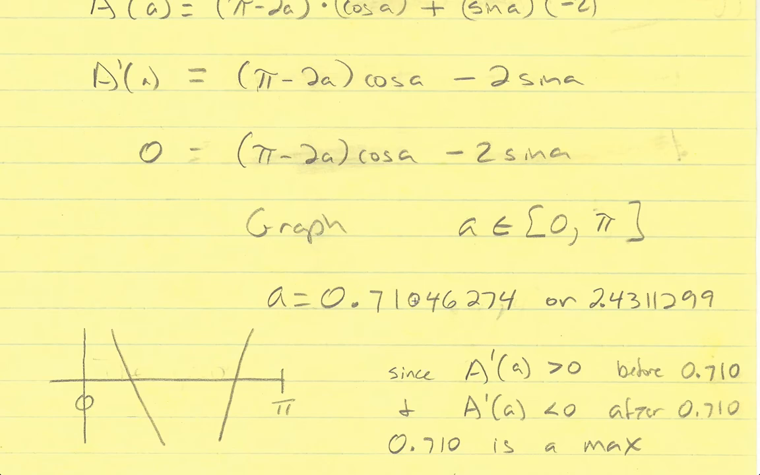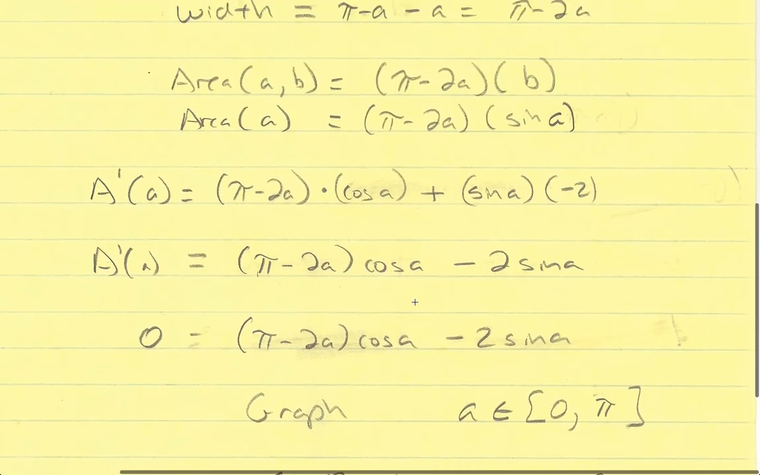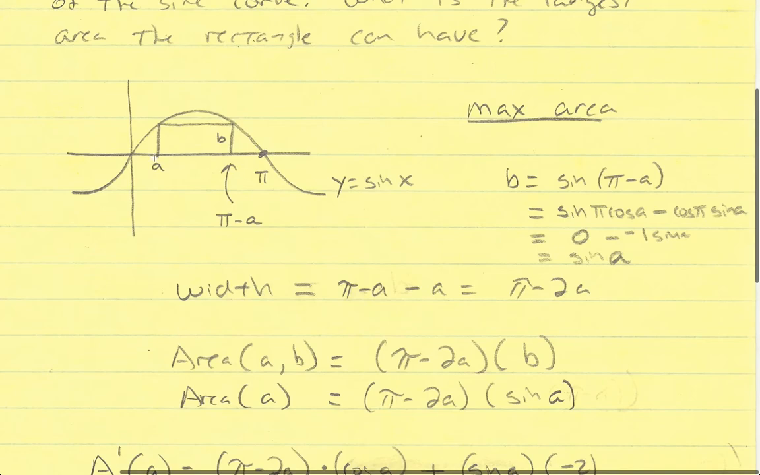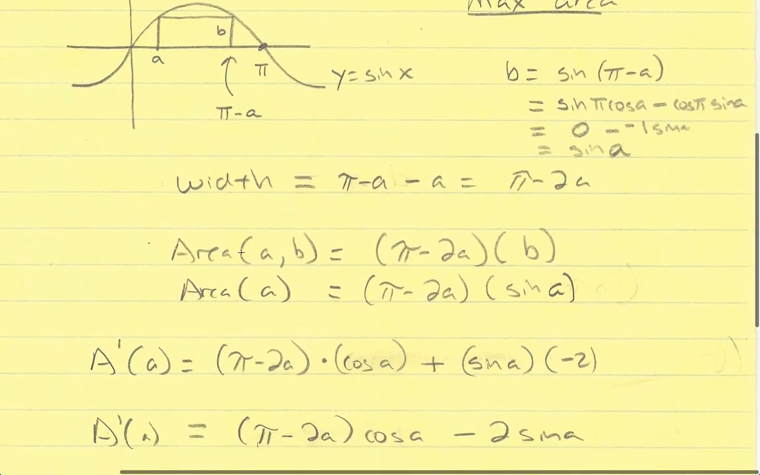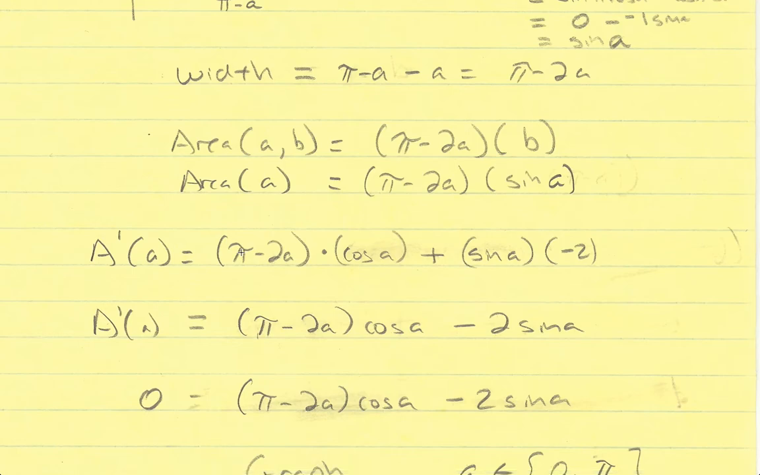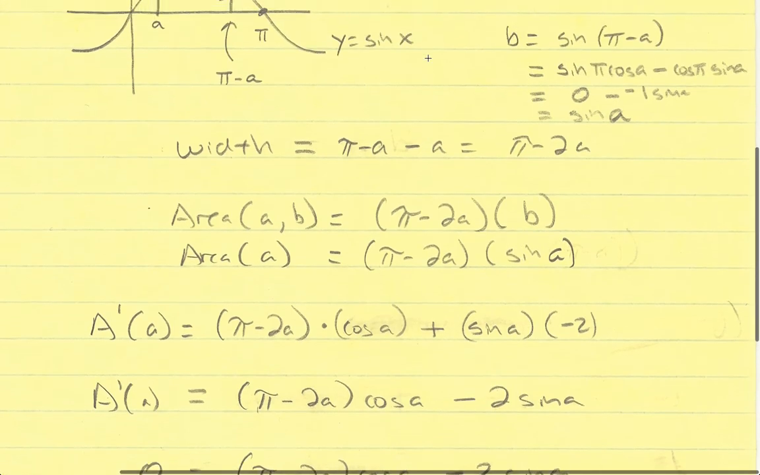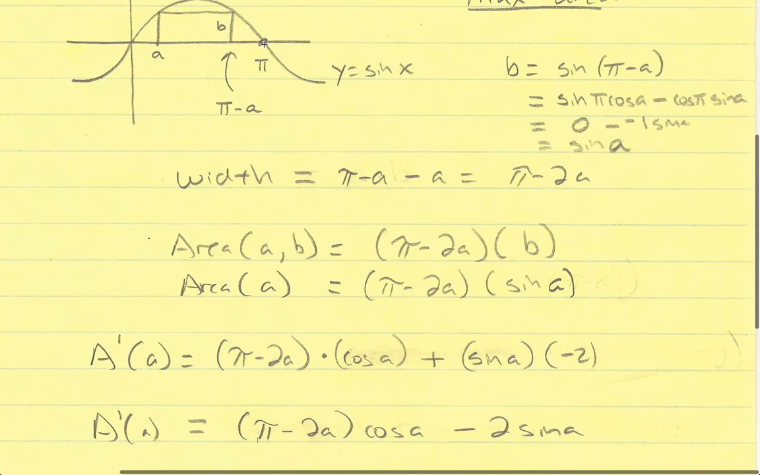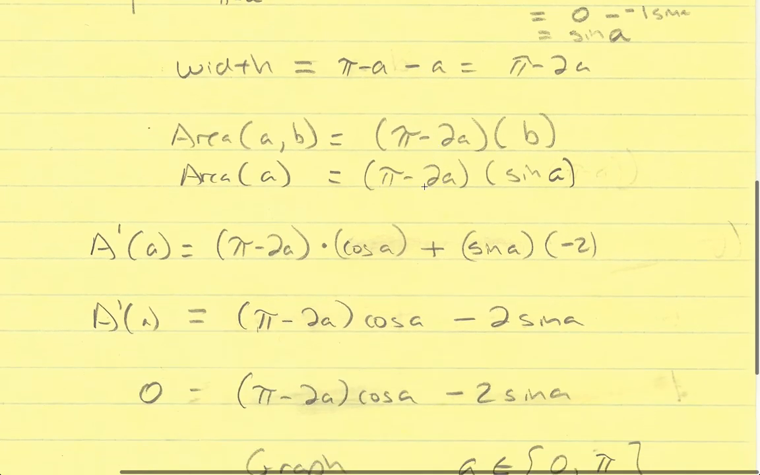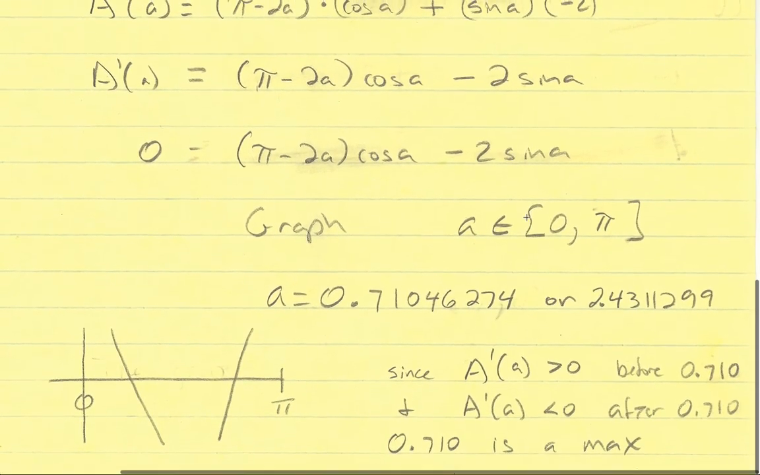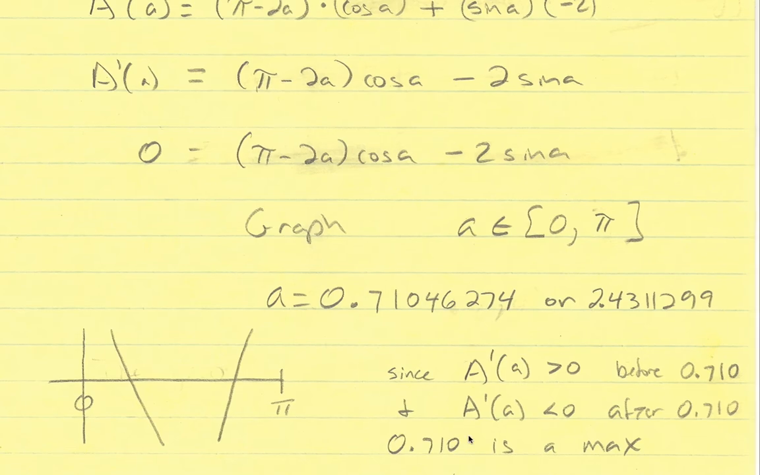Now, I'm going to use this value. Again, I could check endpoints. If A is 0, it is not going to work as a value, because it makes pi times 0. That doesn't make sense. If I let A be pi, then I'm going to get negative pi, which doesn't make any sense, along with the sine of pi, which is 0. So those are my two minimums. This is my maximum.